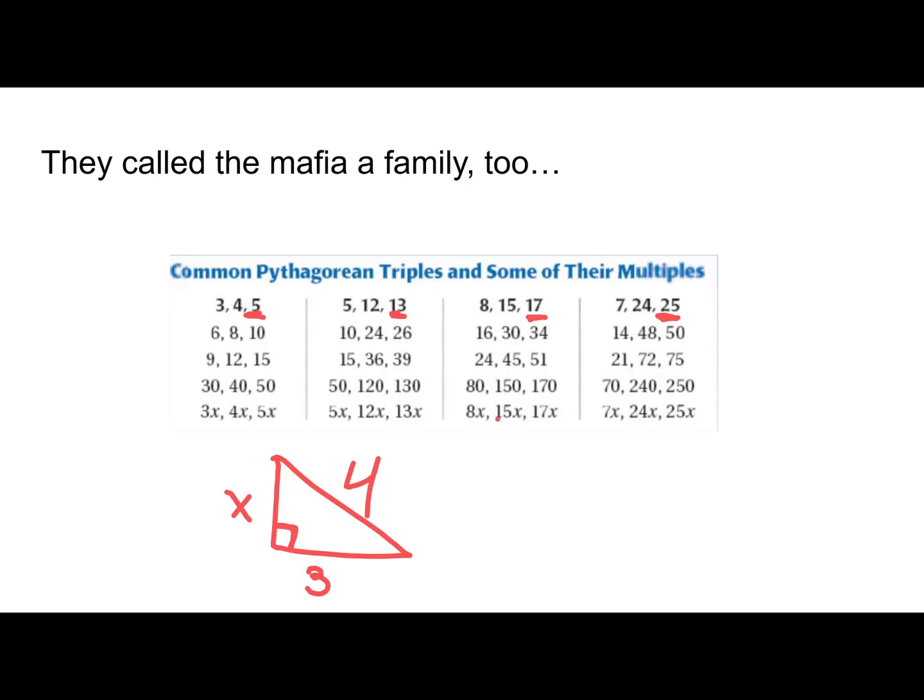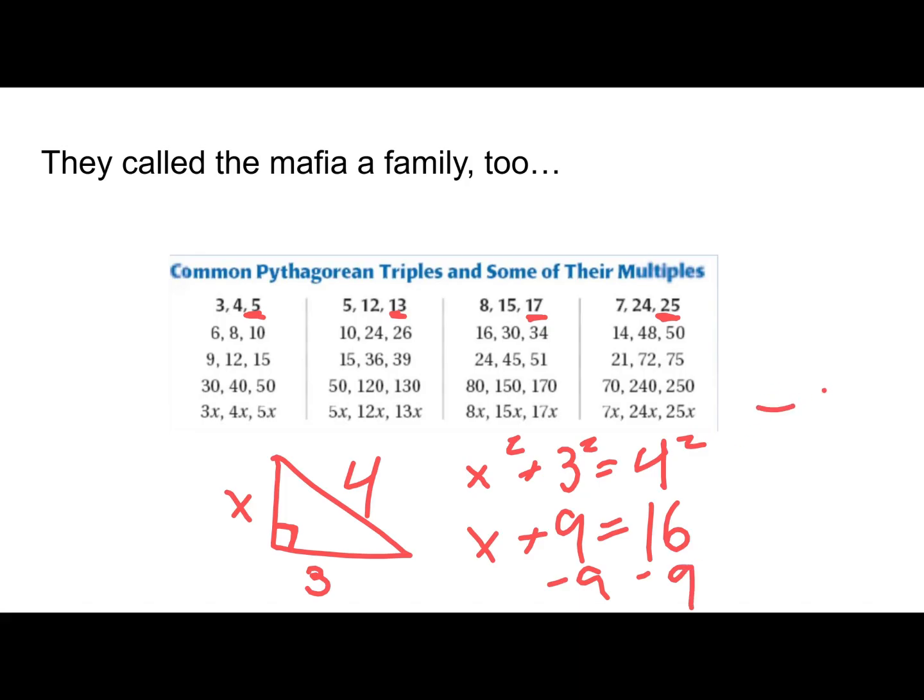So let's take this as an example here. We know 4 is our c, so 4 squared, and then x squared plus 3 squared. 3 squared is 9, and 16, x plus 9 equals 16. Subtract 9, what is that, 7? I think that's 7. So x equals square root of 7. Yeah, there we go.